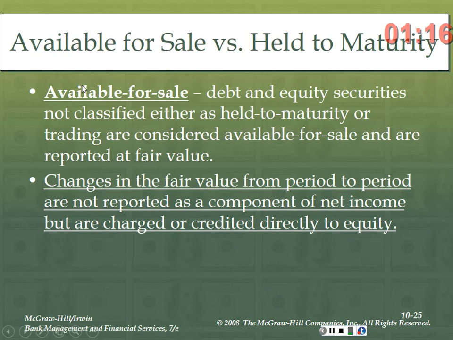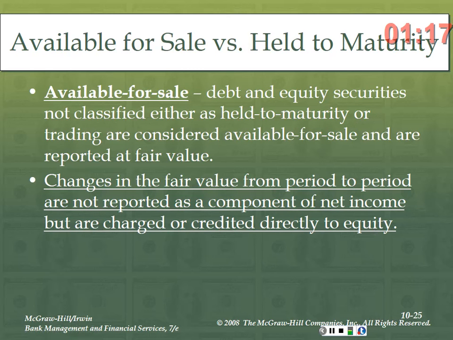And then you have what's called available for sale. So this is, again, I'm going to say just bonds. Bonds not classified either as held to maturity or trading are considered available for sale and are reported at fair market value. And the important part, again, is underlined here. Changes in the fair value from period to period are not reported as a component of net income, but are charged or credited directly to equity.